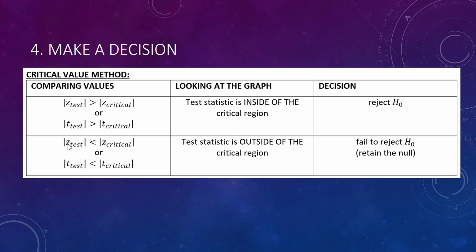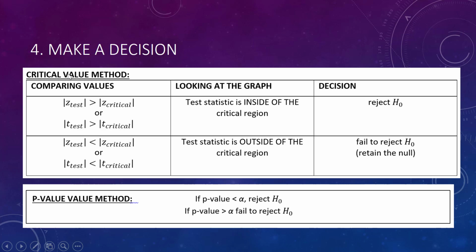If the absolute value of the test statistic is smaller than the absolute value of the critical value, that means that the test statistic is falling outside of the critical region, and therefore we retain or fail to reject the null hypothesis. If instead of using the critical value method, we use the p-value method, we can simply compare the p-value to our alpha or significance level given in the problem. If the p-value is less than alpha, we reject the null, and if the p-value is larger than alpha, we fail to reject or retain the null.